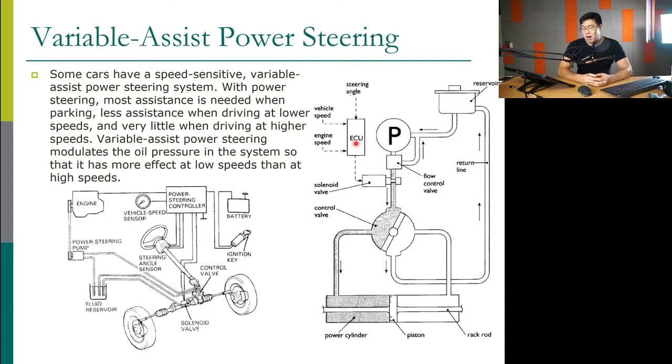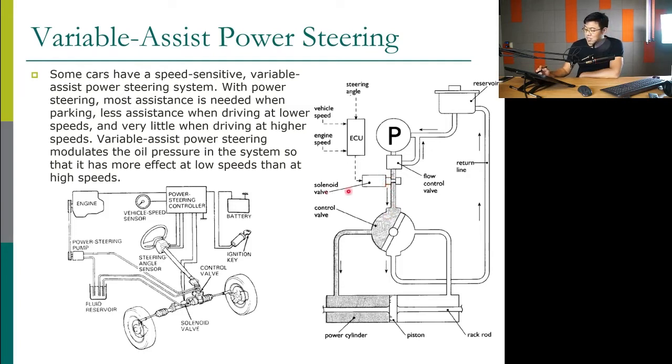Therefore, in the car, we need to have variable assist power steering. Variable assist means, as in new cars, the assisting force on the steering will be more if the speed of the car is low. If the speed of the car is high, we have to reduce the assist. So in order to control how much force acts on the power steering, we have to control the pressure at the outlet of the pump, right? The pressure that goes into the system, we have to control that pressure.